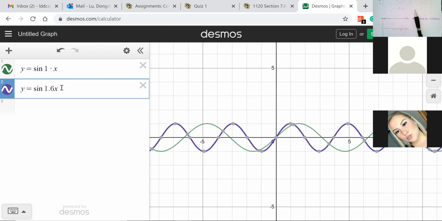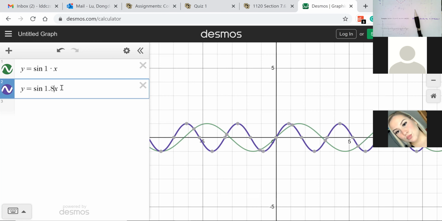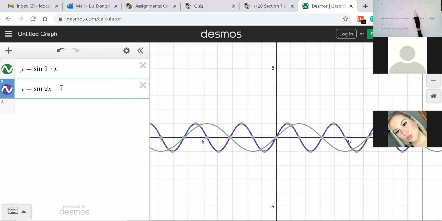1.6, 1.7, shrinks, 1.8, 1.9. I think it's supposed to be y equals negative sine times 2x. Yes, we haven't added the negative one yet. We just do it step by step. Start from something easy, then we add more and more detail. Sorry. Okay, thank you for asking.